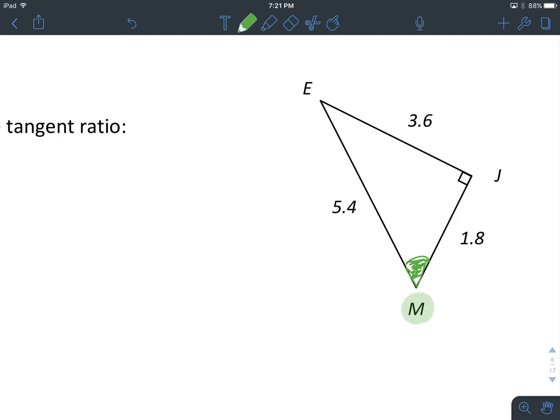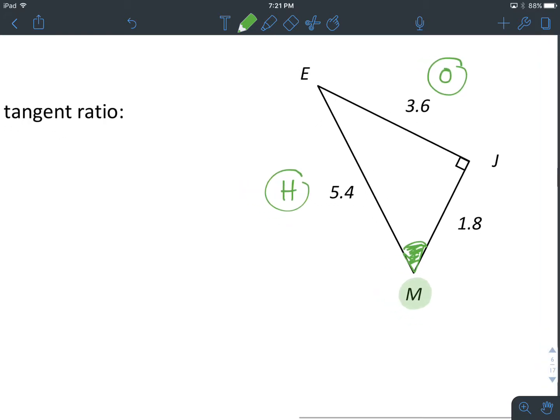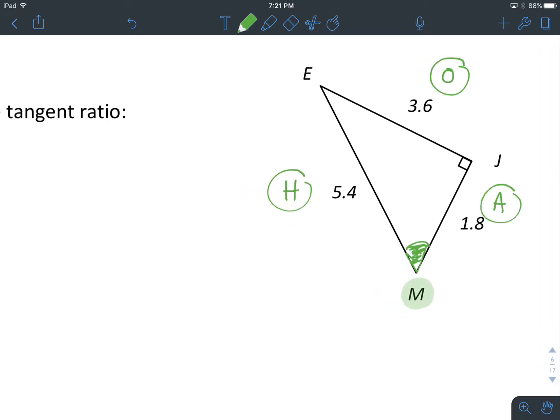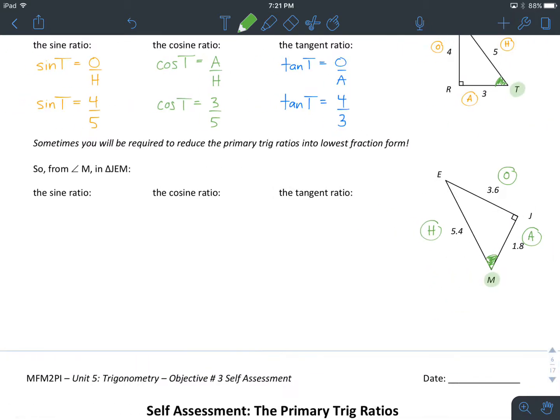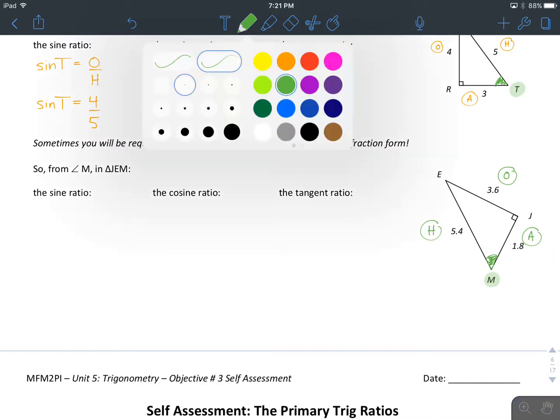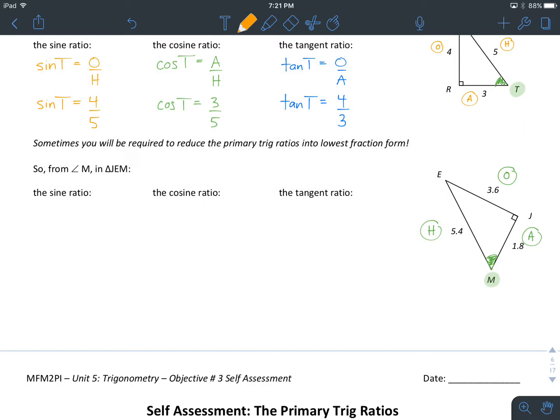Okay, you're back. Let's start with our hypotenuse, which is across from our right angle. We've got our opposite side, which is across from our reference angle, and we have our adjacent side, which is the only side that's left, or the one that's beside our reference angle. So we have our sides all labeled. Let's start with the sine ratio. The sine ratio for angle M is equal to the opposite over the hypotenuse.